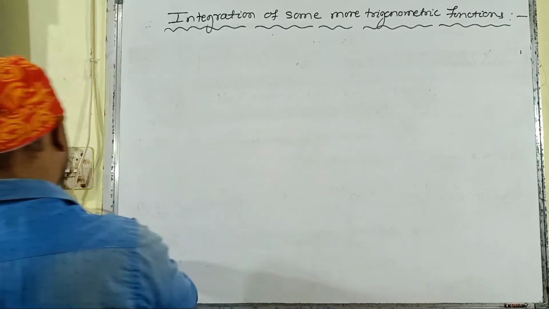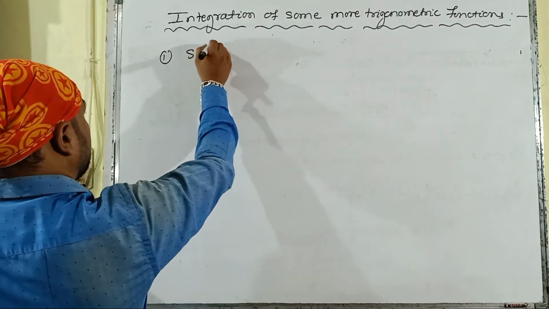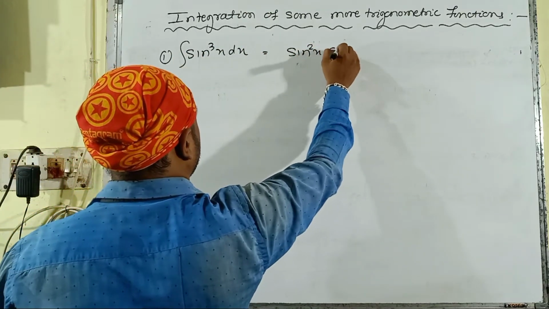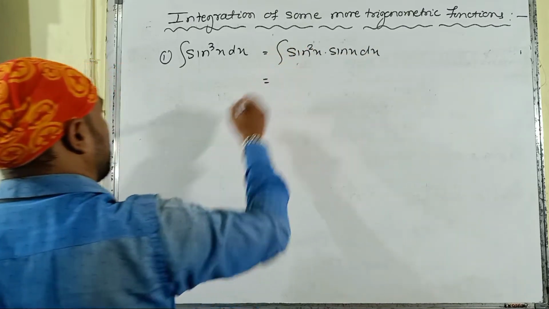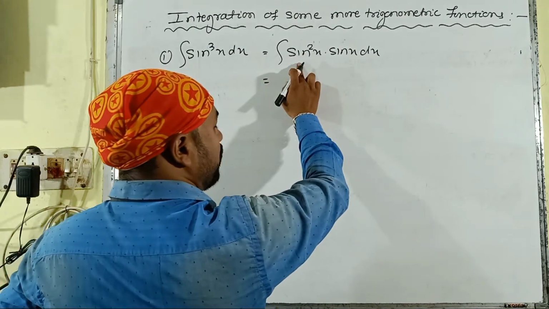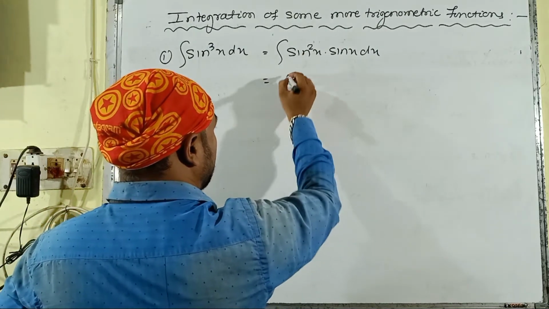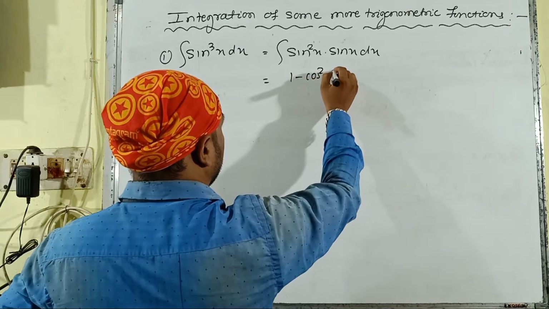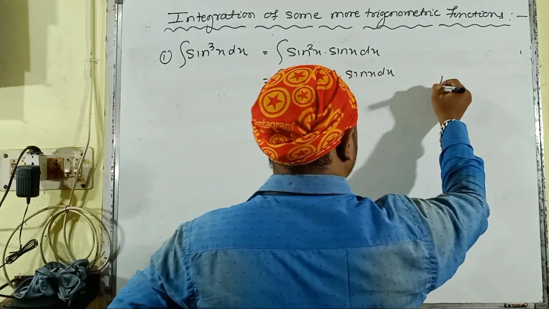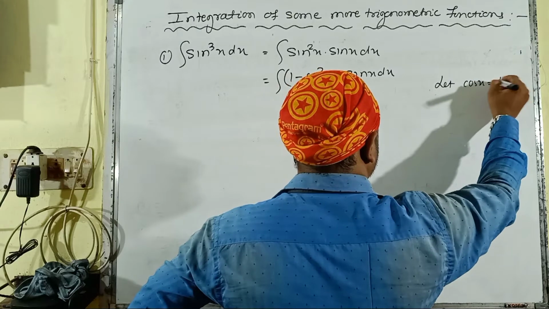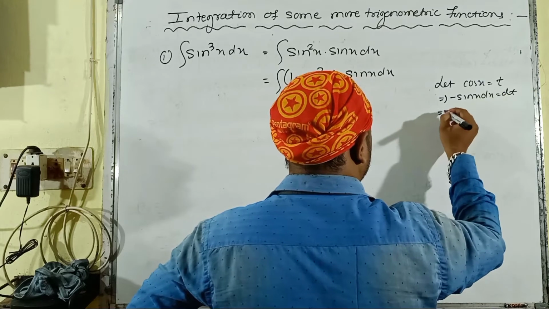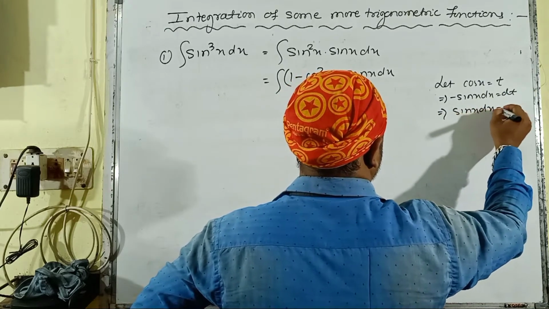So the first problem is integral of sin cube x dx. First of all we have to split the power here and convert it into the multiplication of sin square x and sin x dx. Then we put the trigonometric identity, sin square x as 1 minus cos square x, multiplied with sin x dx, and then we substitute let cos x as t, that means minus sin x dx is equal to dt, and then sin x dx is equal to minus dt.